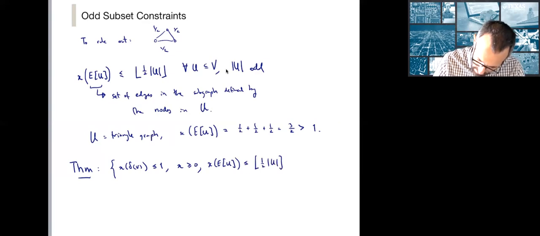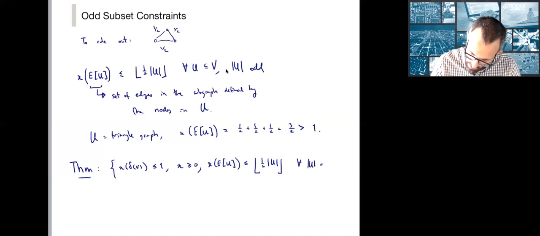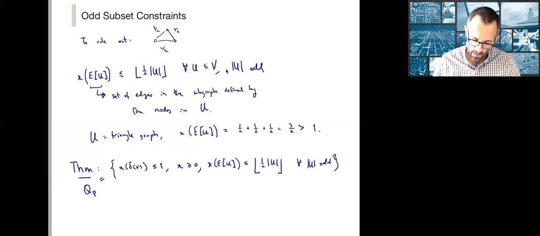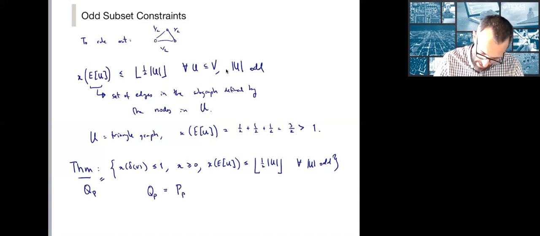I'm a bit sloppy in how I wrote the floor. For every U that's odd, let me call this Q, using similar notation to what we've used in the past. The theorem says that for Q defined in this way, Q is equal to the matching polytope.